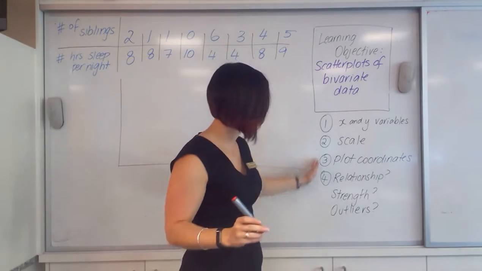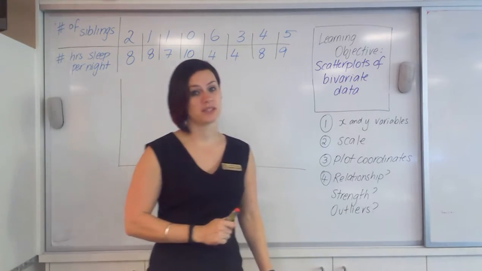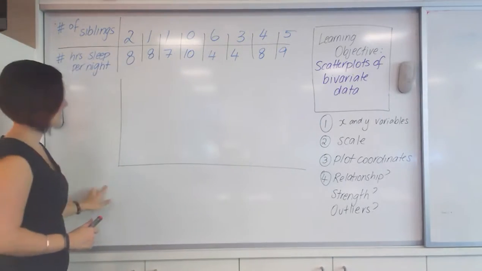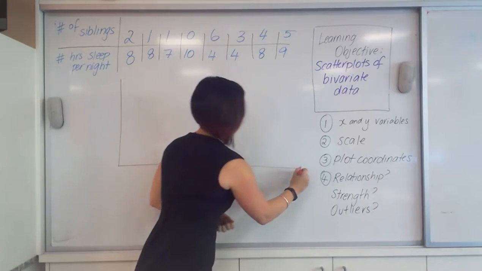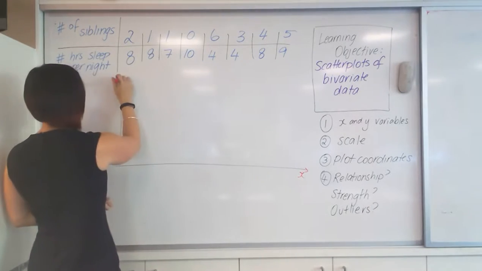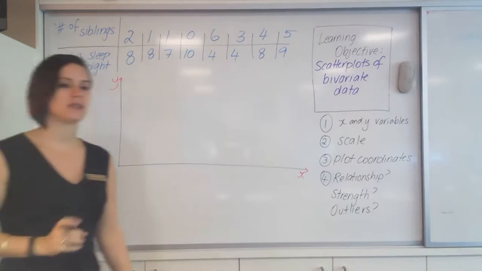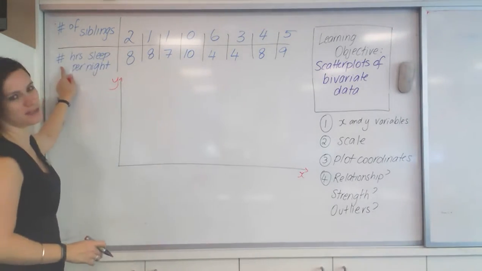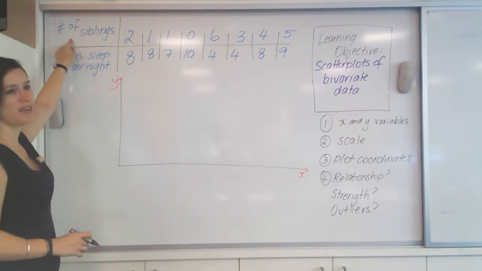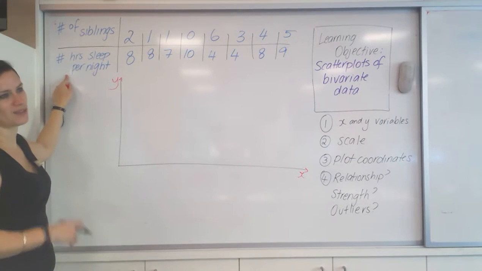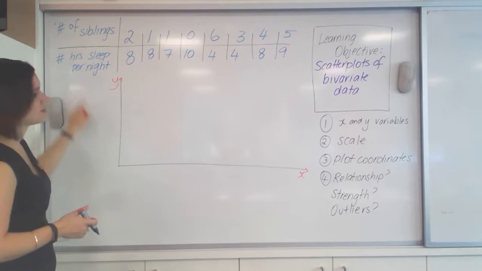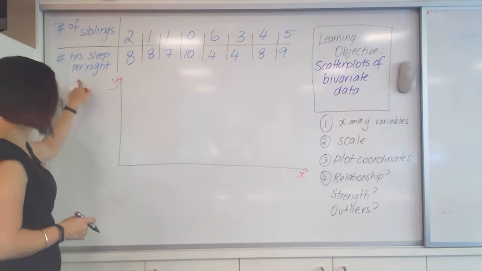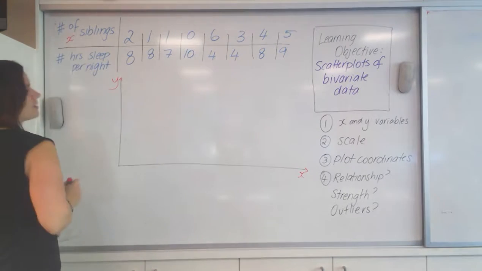I've got a list of instructions here because they're the steps we're going to follow every single time. First of all, we have to choose which variable goes on which axis. This is our x-axis, this is our y-axis. We have to think about which would have more of an effect on the other. I don't think that having a certain number of hours sleep is going to determine how many siblings you have, but the number of siblings might have an effect on sleep. So the one that has the most effect on the other is usually the x.